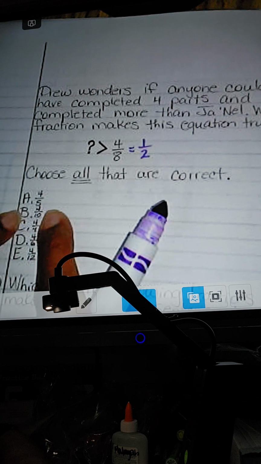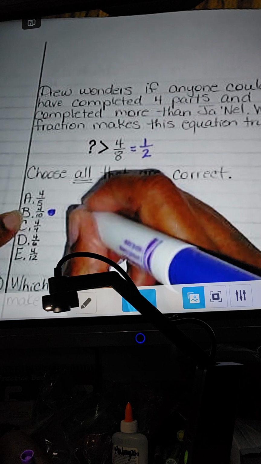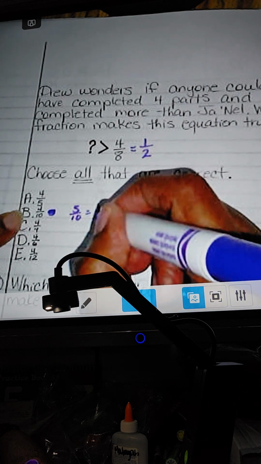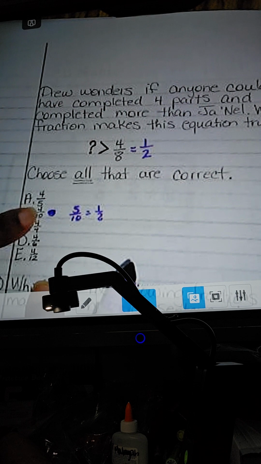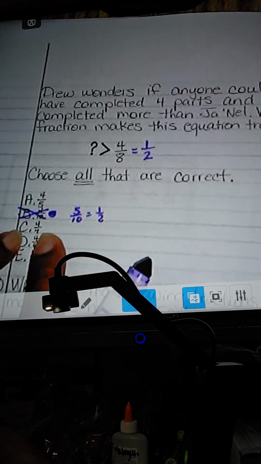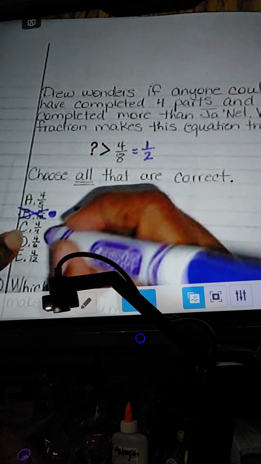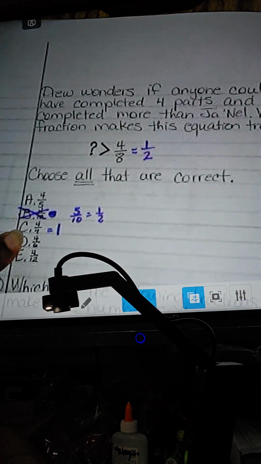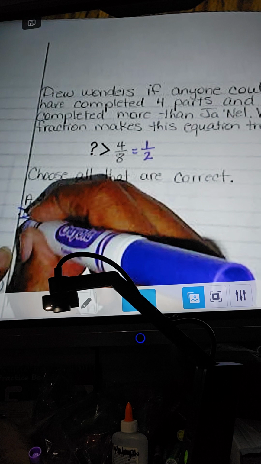keep going and see. B, what is 1/2 of tenths? 5/10, not 5, 5/10. 5/10 here equals 1/2. So I know if it's 4/10, 4/10 is less than 1/2, correct? So I know B is not the answer because that's less than 5/10. All right, what about C? 4/4. It's equal to 1/2. So I know 1/2 is greater than 1/2, right? So I know C is correct.